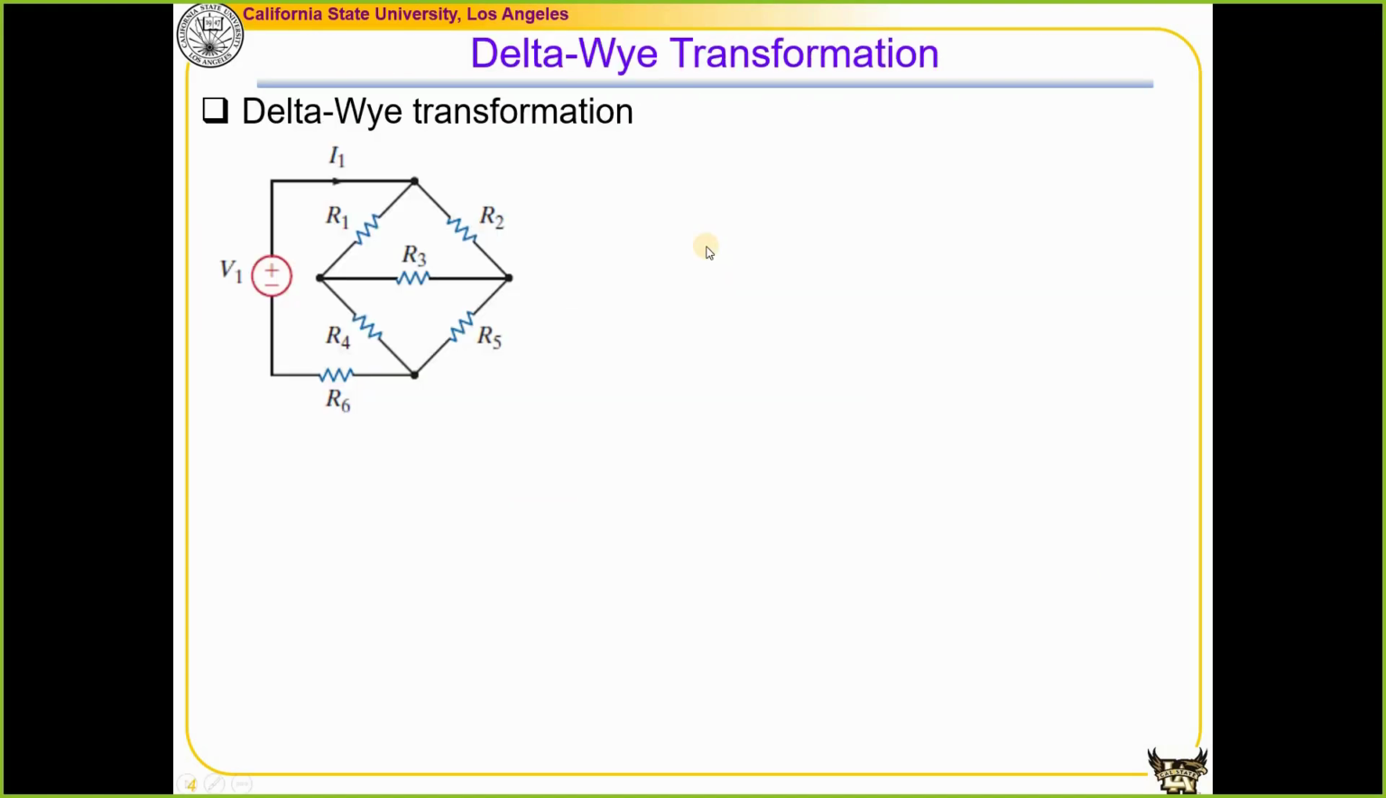So the second topic is delta-Y transformation. We're going to talk about delta-Y transformation by using one example. So look at this circuit. We have R1, R2, and R3, and R4, R5, R6. They're connected in this way.